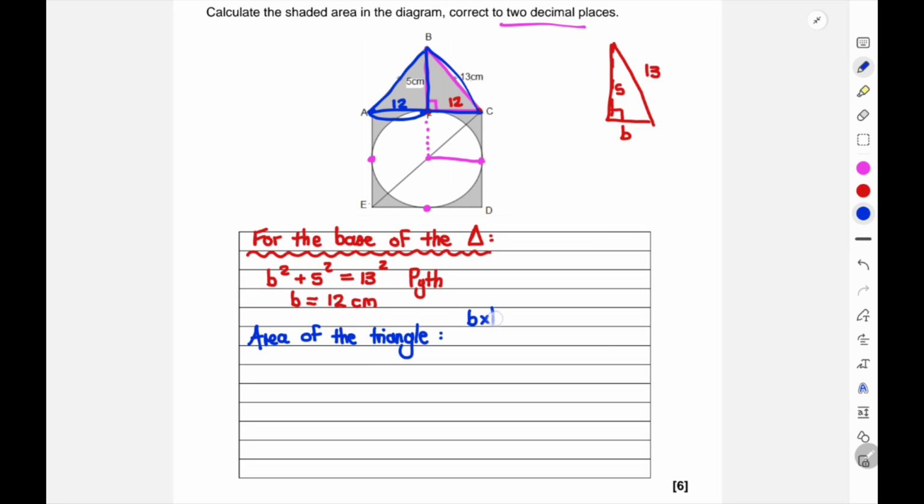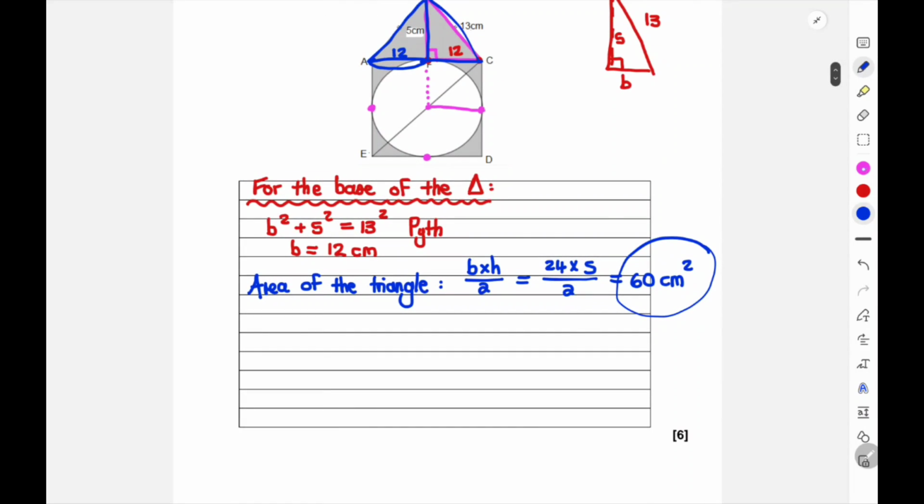which is base times height divided by 2. Lots of you would have used the base as 12, but people, it's not 12, it is 24 times 5 divided by 2. And 24 times 5 divided by 2 gives you 60 centimeters squared. Is that all shaded? Yes, so I'm going to include that in my final answer.